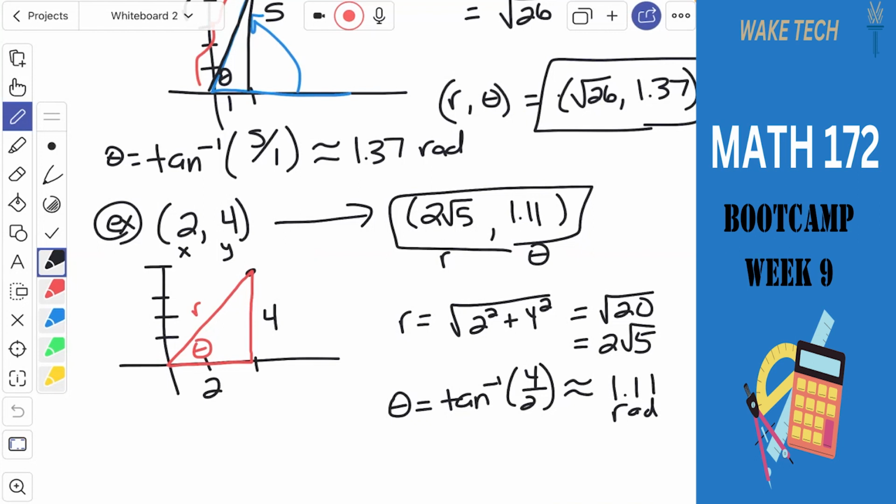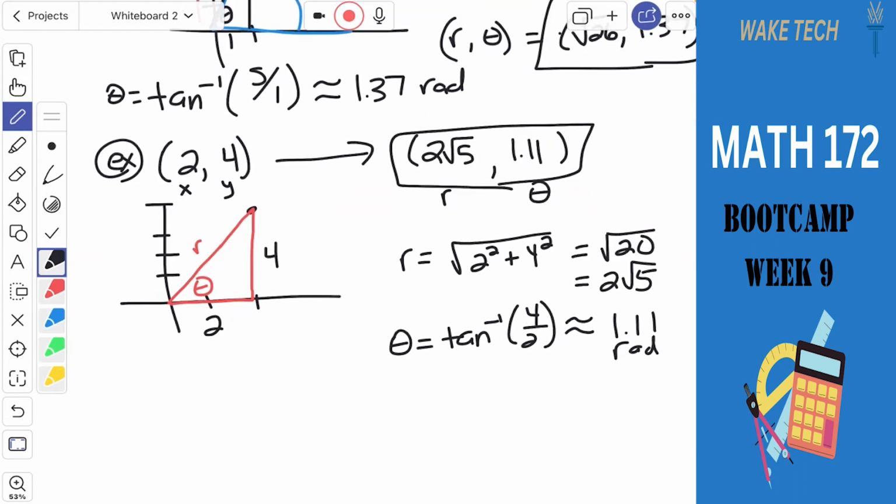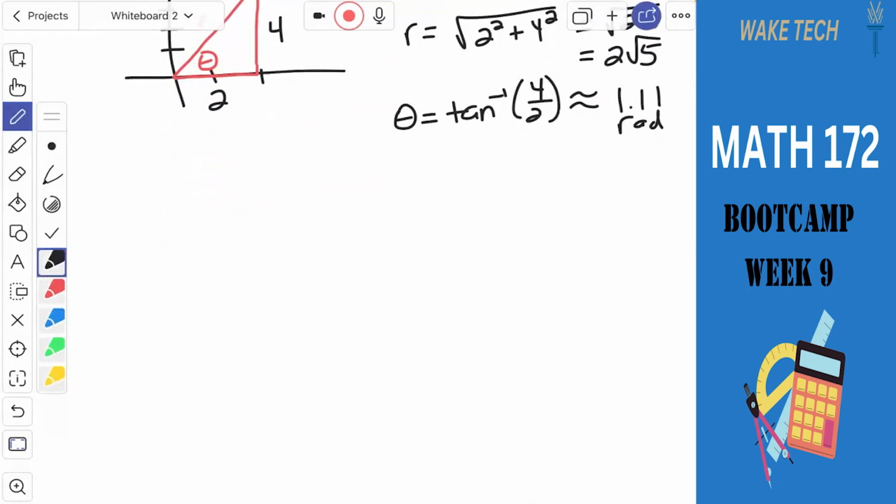Questions about anything we've said so far? Okay, so let's spend some time now. Let's look at a couple of other pairs of polar coordinates.